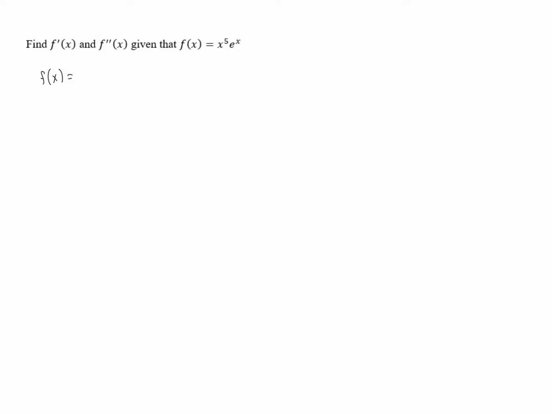The product rule says that we take the derivative of the first multiplied by the second. So the derivative of x to the fifth is 5x to the fourth, times the second, which is e to the x, plus the derivative of the second times the first function. The derivative of e to the x is e to the x, times the first function, which is x to the fifth. We can factor out an e to the x, and so we've got e to the x times x to the fifth plus 5x to the fourth.